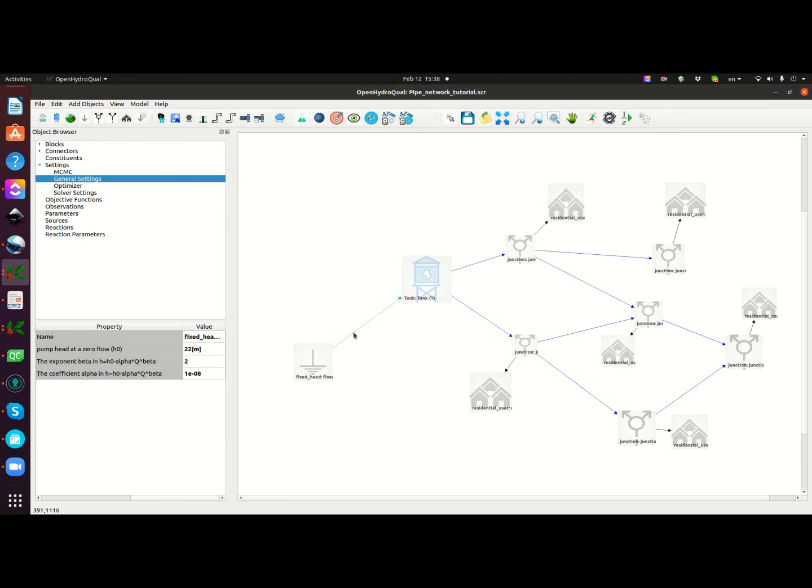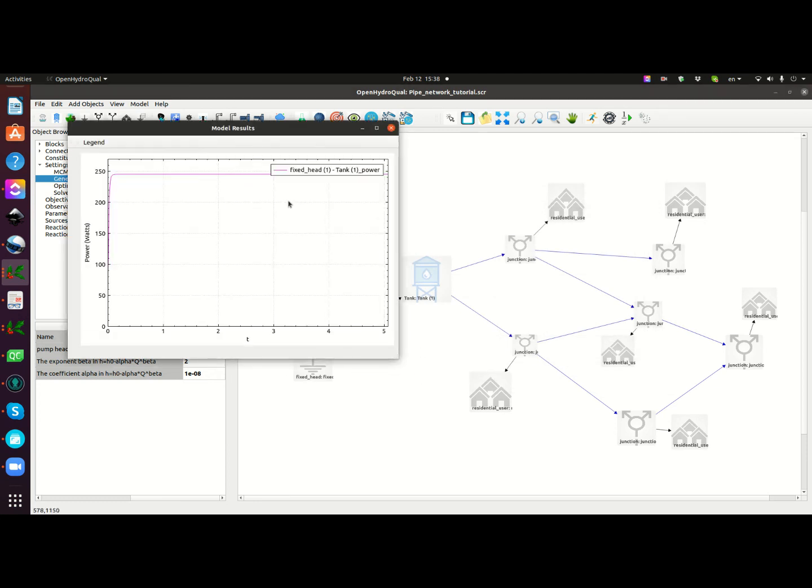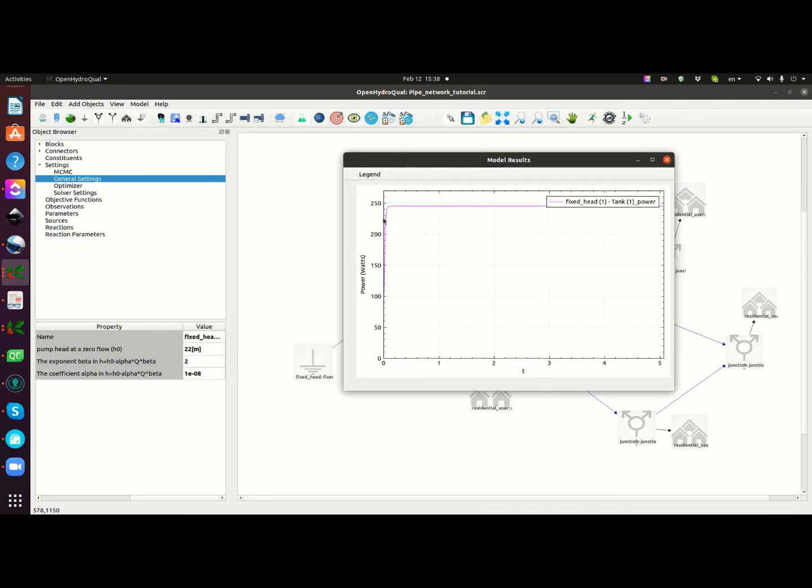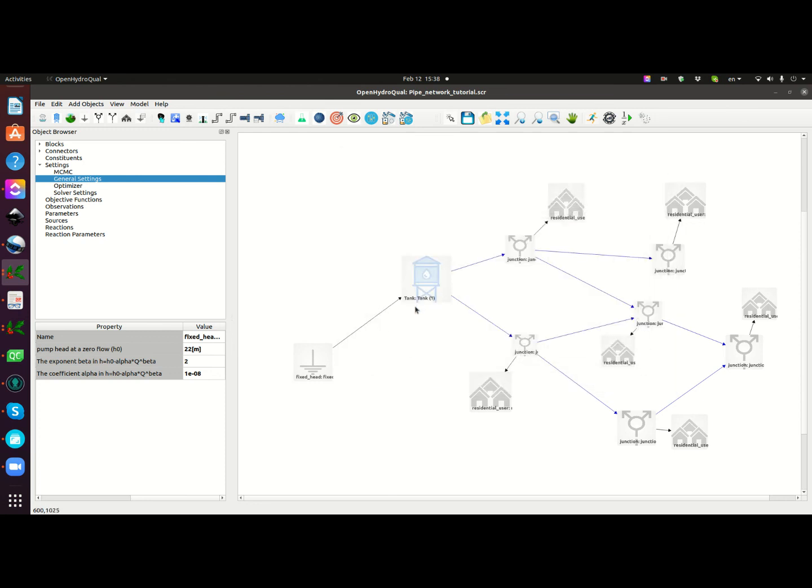We can also look at the power of the pump. So this is the power of the pump in watts, which is calculated based on the flow rate and the head. Next, okay, we can now look at, I think things are pretty straightforward.